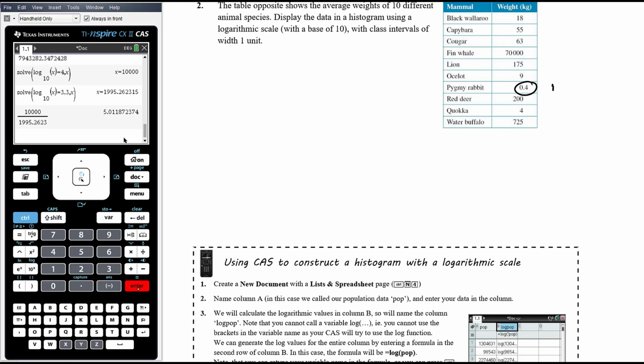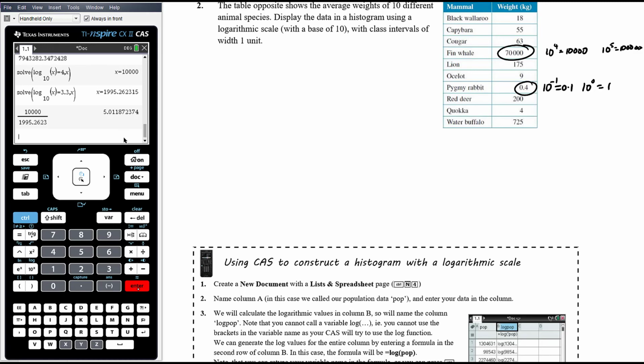So powers of 10 are a bit tricky around 0, so obviously we know that 10 to the power of 0 is 1, and 10 to the power of negative 1 is 0.1, so it's going to be somewhere between those two values. Then we're going to need to go, what's our biggest value? 70,000. So that's somewhere between 10,000, which is 10 to the power of 4, and 10 to the power of 5, which is 100,000.